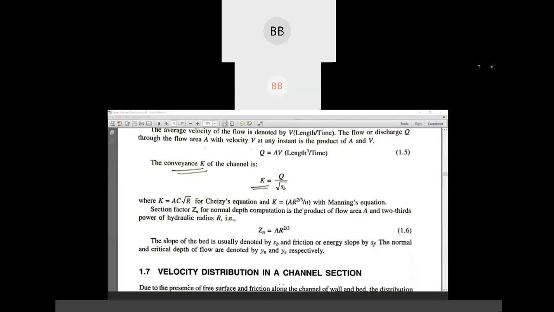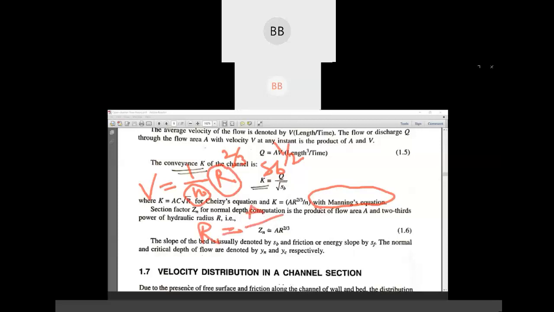Do you remember what is Manning's equation? Manning's equation is used to find out the velocity. V equal to 1 by n, R to the power 2 by 3, SB to the power half. Okay, this is the Manning's equation. What is n? n is your roughness coefficient. R is hydraulic radius, it is R equal to area by wetted perimeter. Okay, and SB we have already discussed, it is the bed slope or slope of the channel.